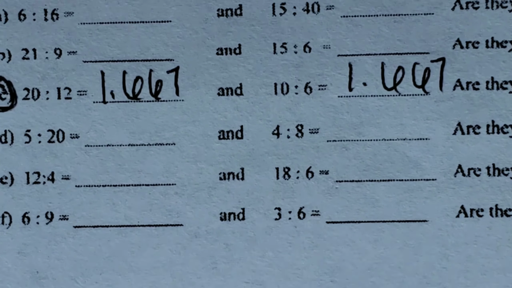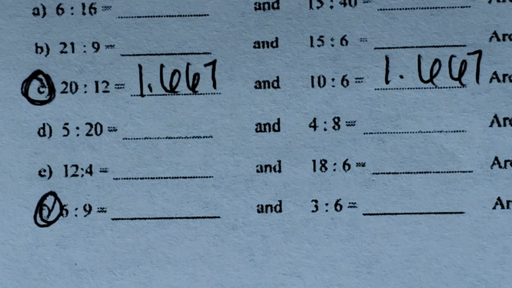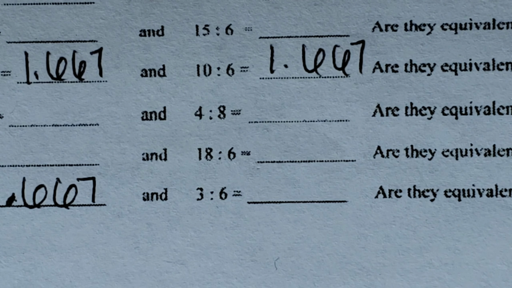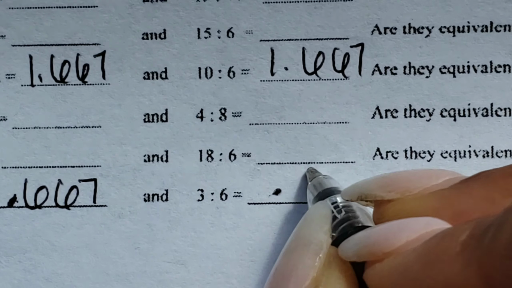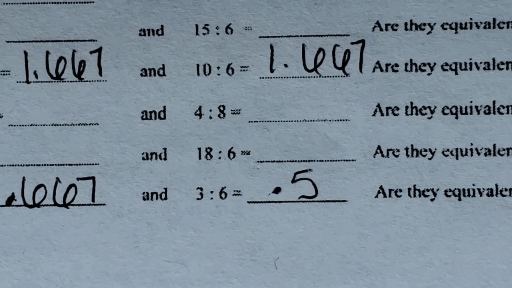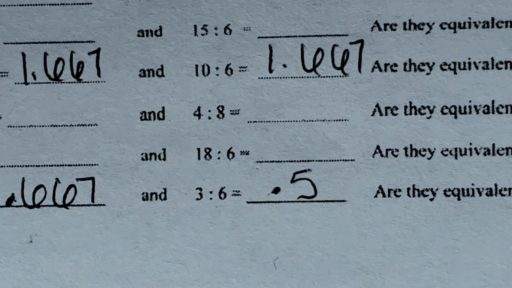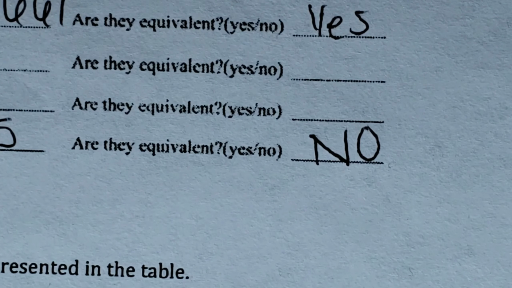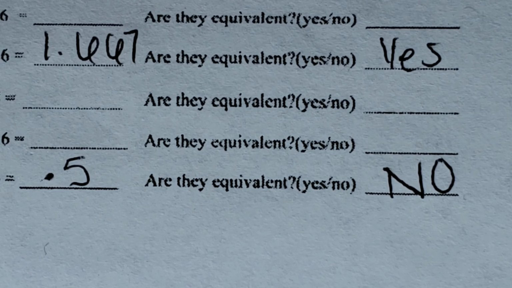Let's look at, how about F? All right. So I'm going to type in my calculator, what's 6 to 9, and I'm going to do 6 divided by 9, and I'm going to get 0.667. I'm going to do the same thing for 3 to 6. I'm going to type that in. I get 0.5. Are those numbers the same? Definitely not. So I'm going to say no, these are not equivalent fractions.